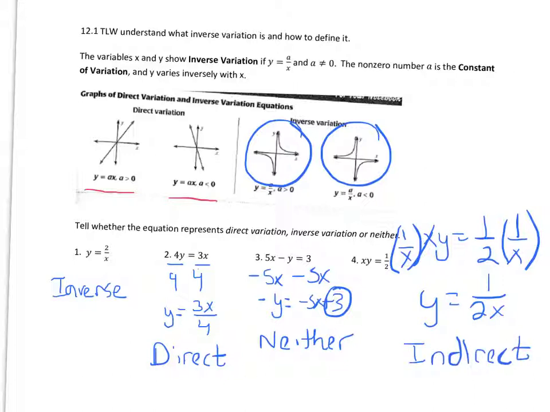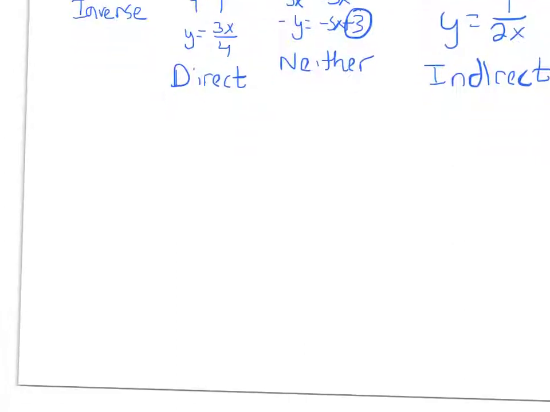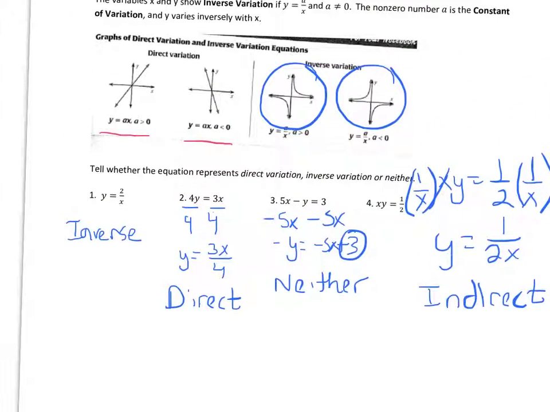Okay. I hope this is making sense, the difference between direct variation and inverse variation. It's just where is the x located? Numerator or denominator? If you have plus or minus a constant, it is neither. Okay. So let's take a look at the next step.